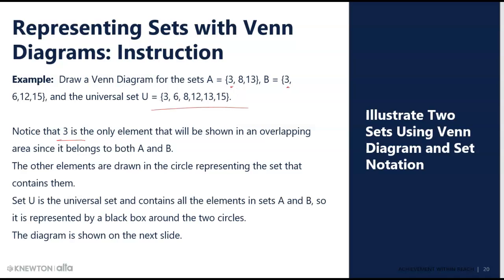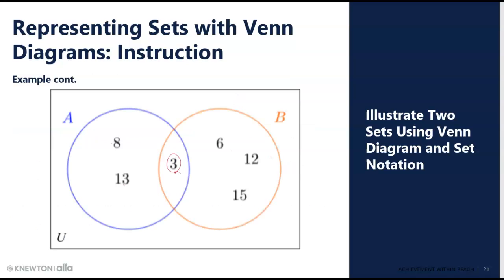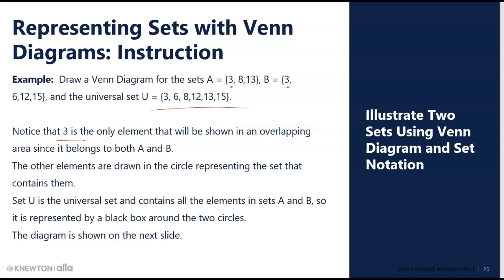We're over here. And 3 was in both of them. And I should find the entire universal set, 3, 6, 8, 12, 13, 15, is written on this paper. 3, 6, 8, 12, 13, 15 is there. Now, every element showed up once and only once.